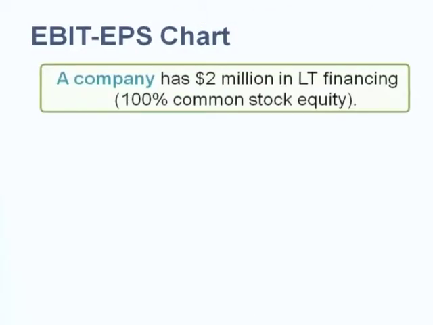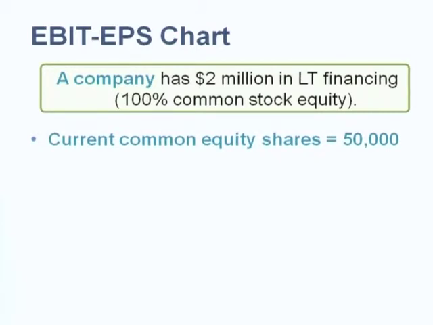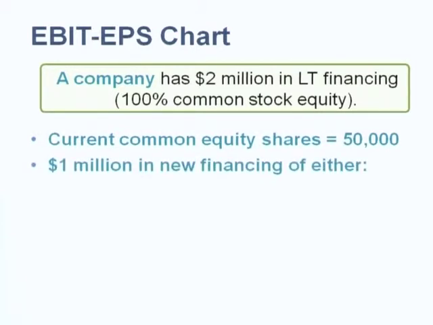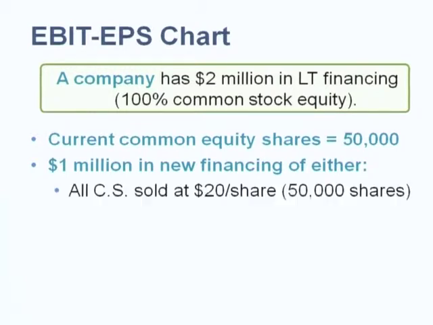A company has 2 million in long-term financing. Let's say 100% common stock equity, no debt, no preferred stock. Current common equity is 50,000 shares. You need 1 million in new capital, and you have three alternatives. First alternative, you issue all common stock, sold at $20 per share. So you can raise another 50,000 shares. How do you get 50,000? 1 million divided by 20, so 50,000 extra.